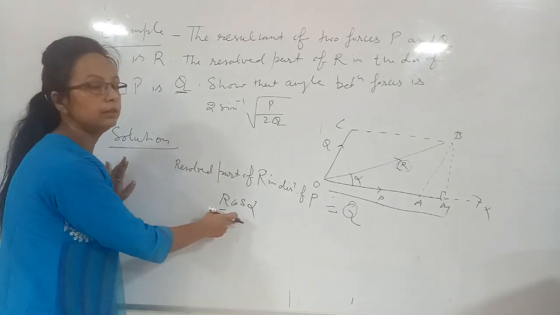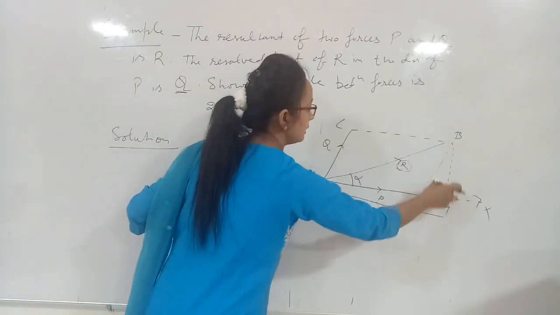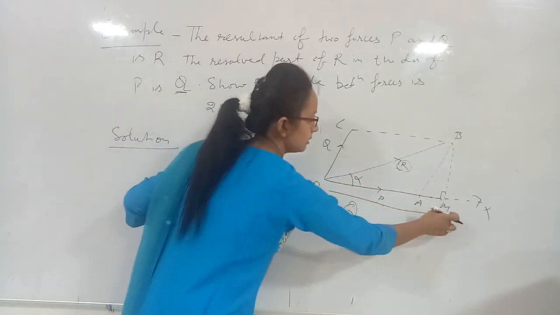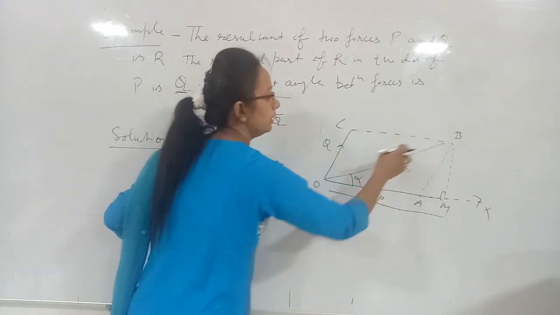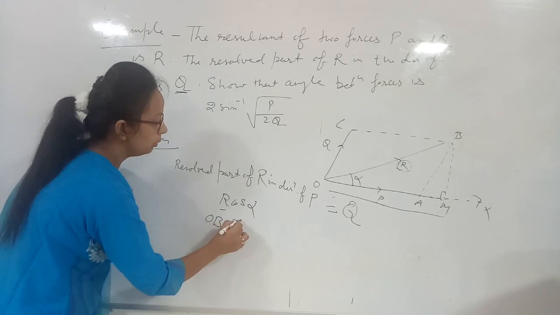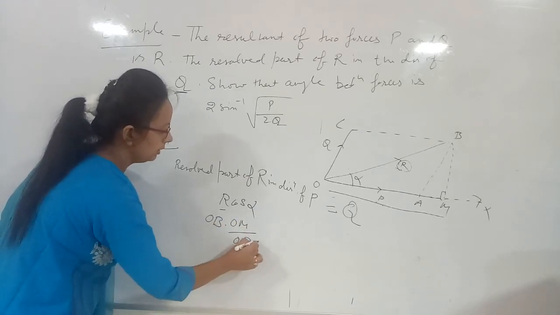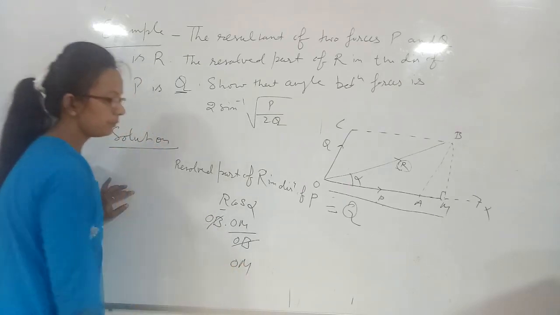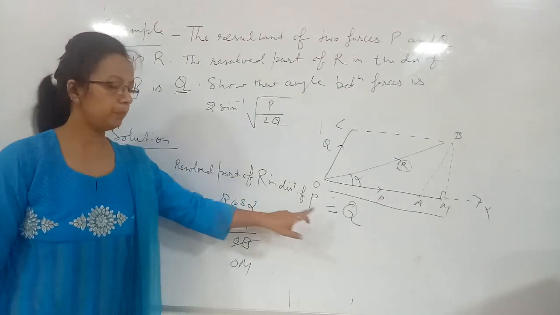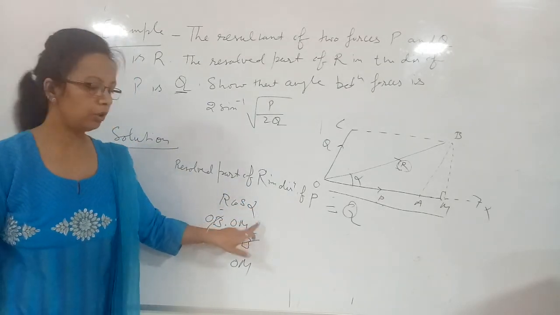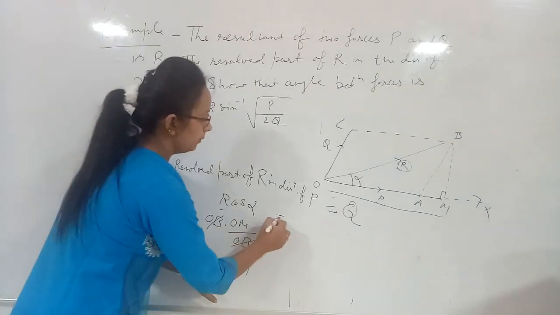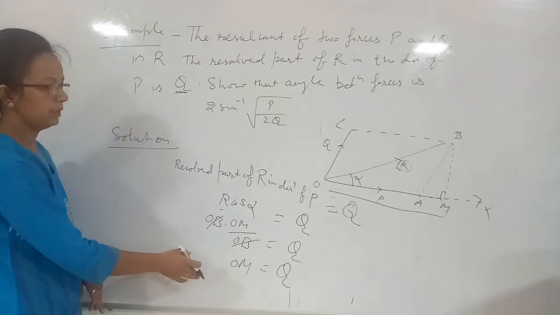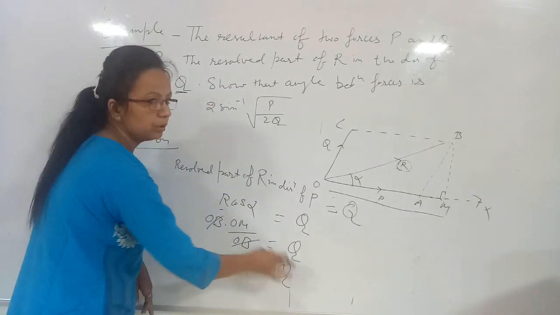Now what is cos alpha? See this triangle OMB. This is a right angle triangle. So in a right angle triangle, cos alpha is base, that is OM, over hypotenuse, that is OB. So cos alpha is OM divided by OB. OB cancels out, so we have OM only. So the resolved part of R in the direction of P, you can say either R cos alpha or OM. But it is given equal to Q. This is given in the statement. So we have OM is equal to Q.